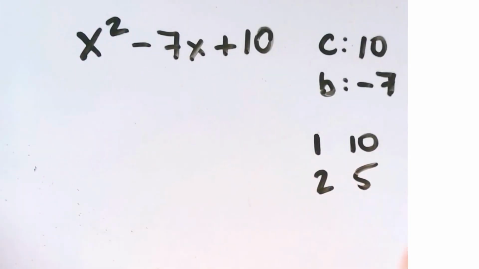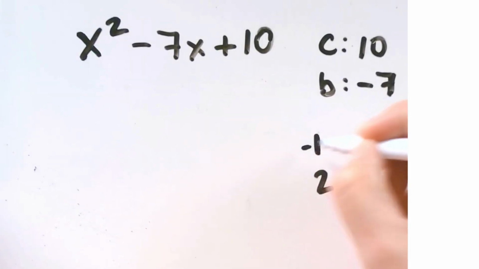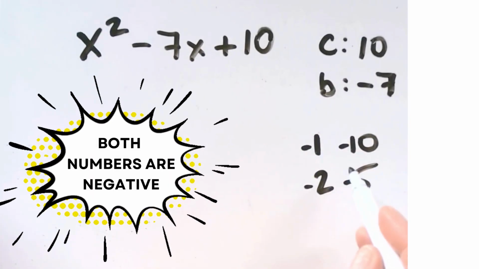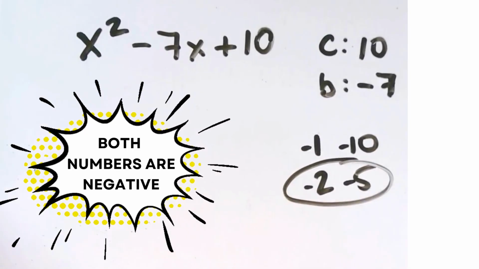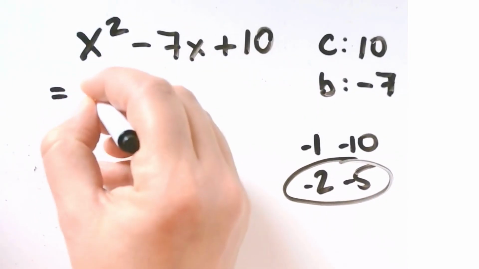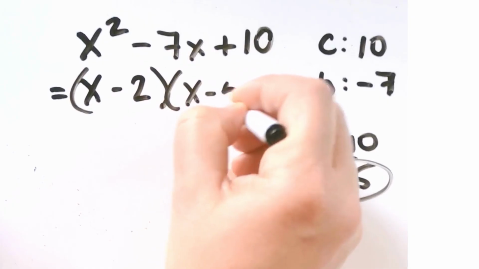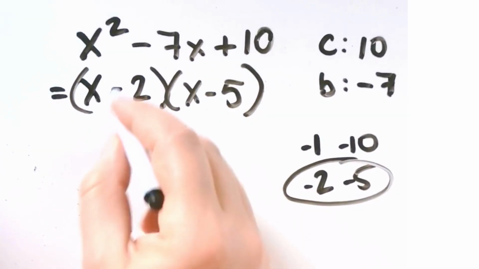Now, you have to remember that a negative times a negative also gives you a positive. So it could be that both of these are positive, but if they have to add to a negative value, then both of these have to be negative. And negative 2 and negative 5 give me negative 7 when I add them and positive 10 when I multiply them. So when I factor it, it's going to look like this. x minus 2 times x minus 5. And again, if you want, you can expand it.